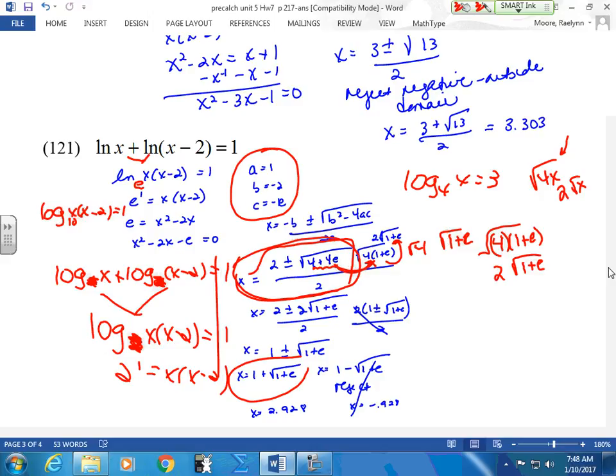If this was a Regents and it said, find the roots to the nearest 100, and you had something that looked as bad as this, and it said, find the roots to the nearest 100, I say, should I reduce this?